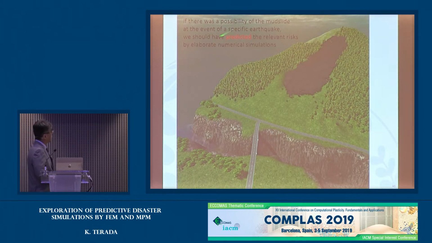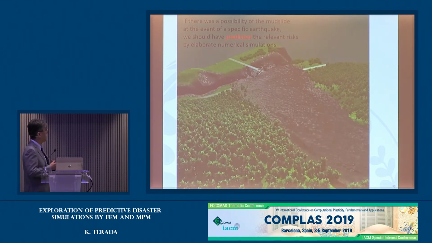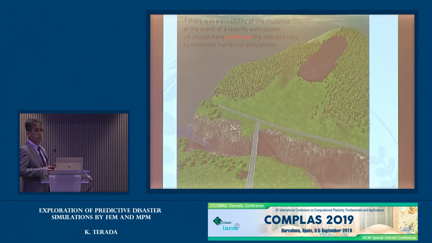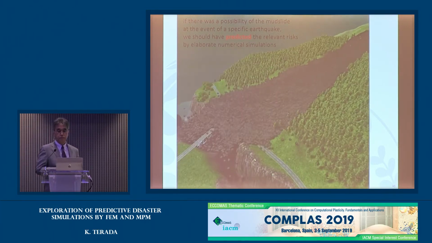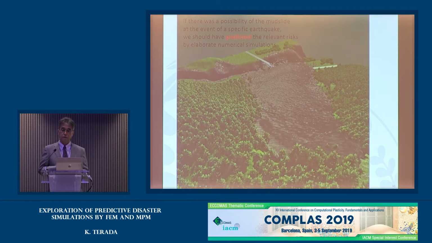So if there was a possibility of the mudslide in the event of a specific earthquake, we should have predicted the relevant risks by elaborate numerical simulation, but we couldn't at that time. So the predictive simulation was conducted only after the earthquake.